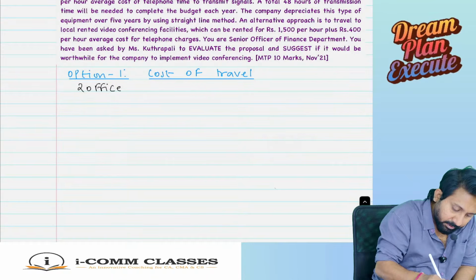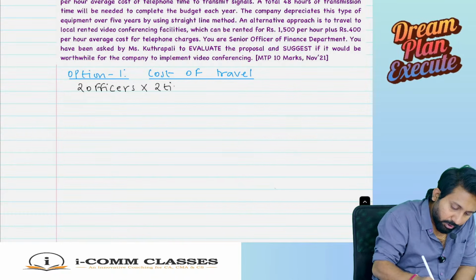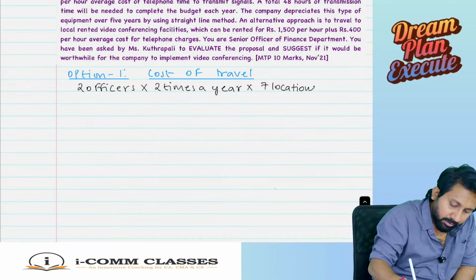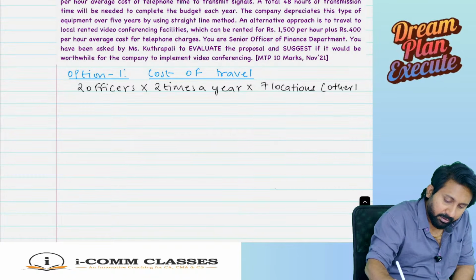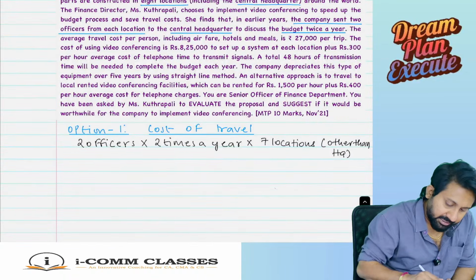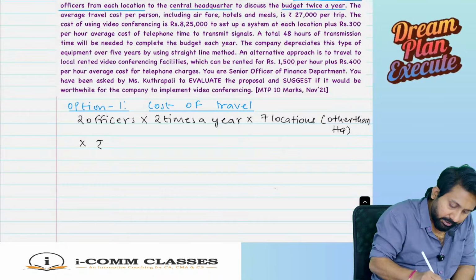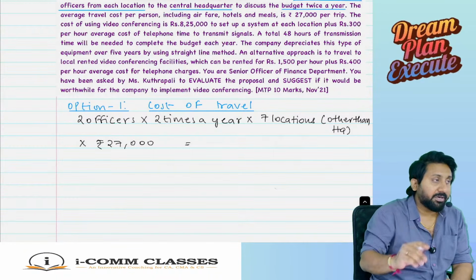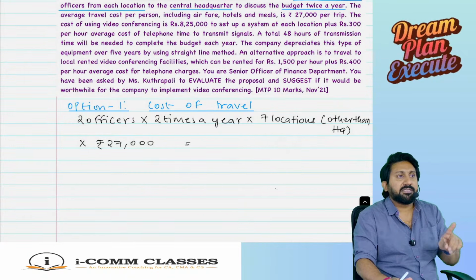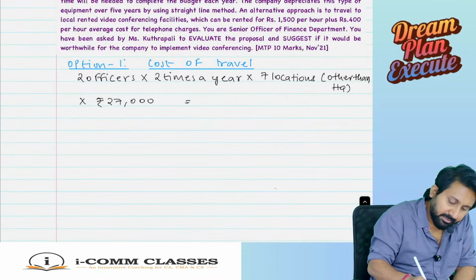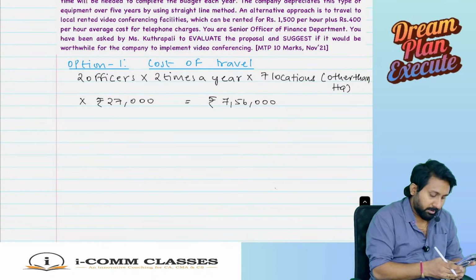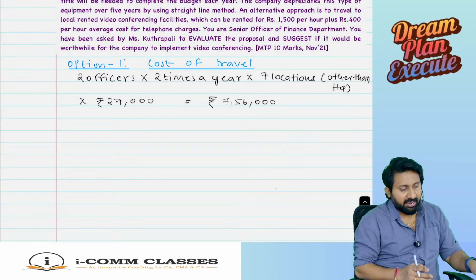2 officers into 2 times a year into 7 locations other than headquarters into rupees 27,000. 2 officers, 2 times, 7 locations, each one 27,000. Tell the answer. Rupees 7,56,000.